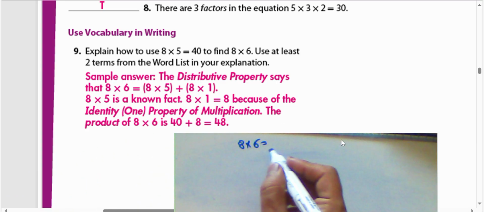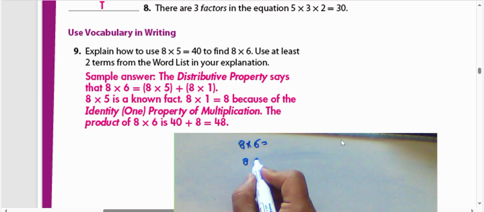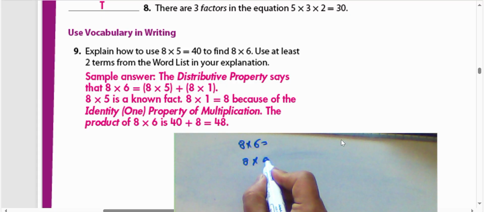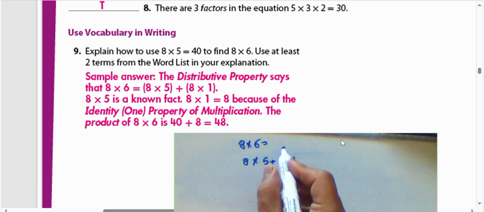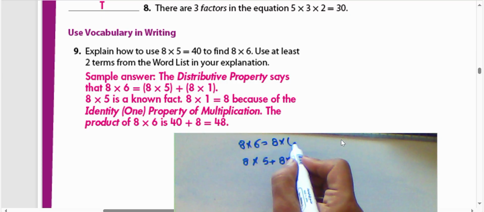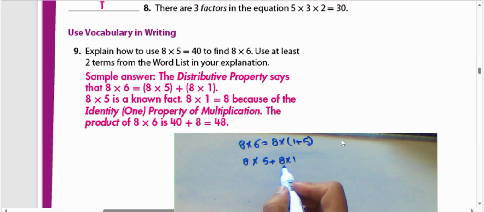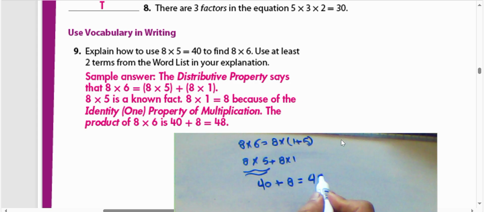You can find 8 times 6 equals 8 times 5 plus 8 times 1, because we can write 6 equals 1 plus 5, and then using distributive properties, 8 times 5 plus 8 times 1. He gives us 8 times 5 is 40. 40 plus 8 equals 48. Then the answer here would be 48.